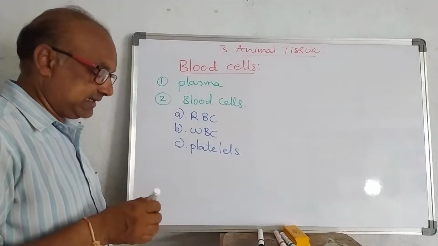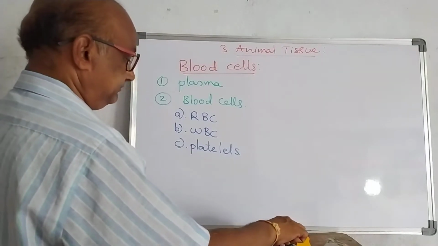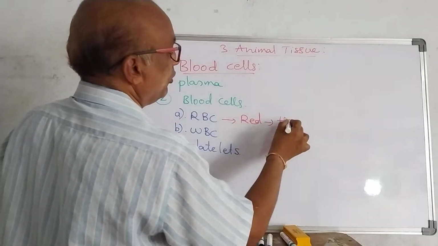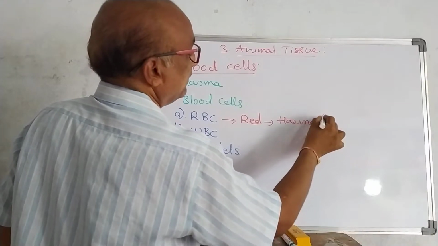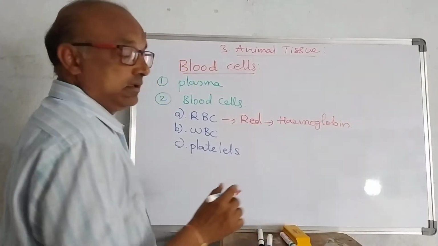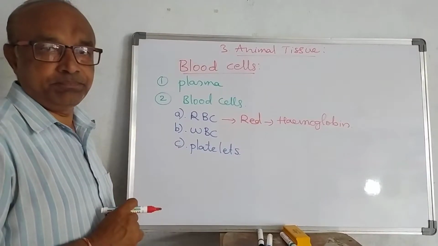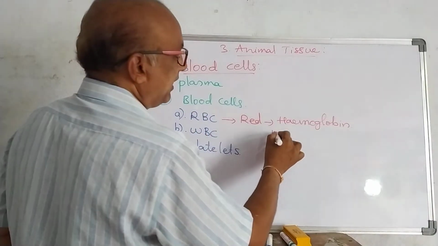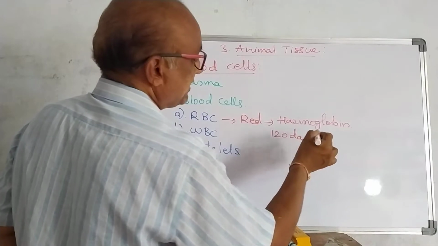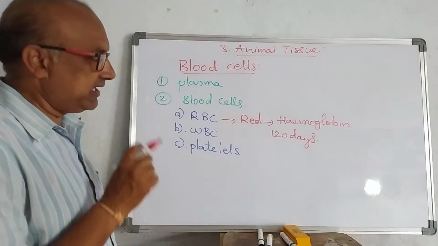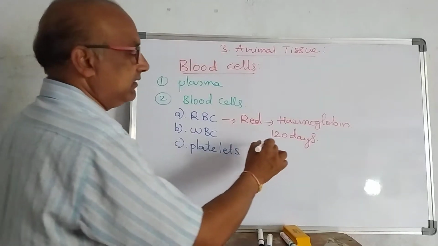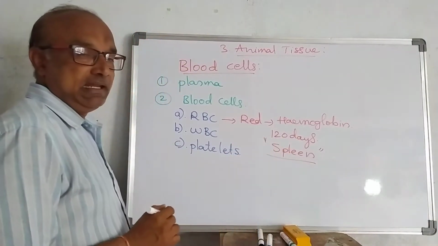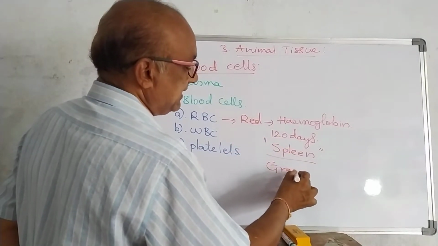Okay, let us take the first one, the RBC. RBC are usually red in color due to the presence of a pigment called hemoglobin, and this pigment carries the oxygen and carbon dioxide to the respective tissue cells. RBC can live up to 120 days and afterwards they die, and those dead RBC are shifted to the spleen. So the spleen is called the graveyard of RBC.